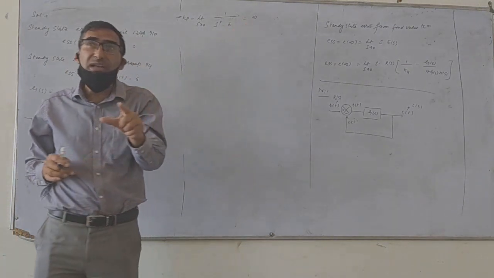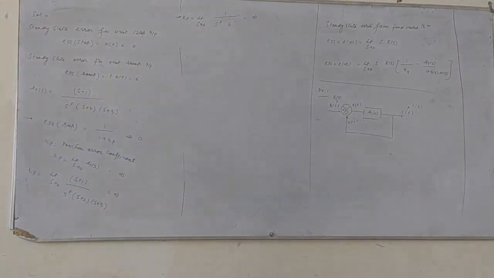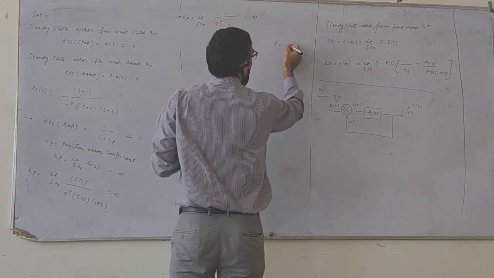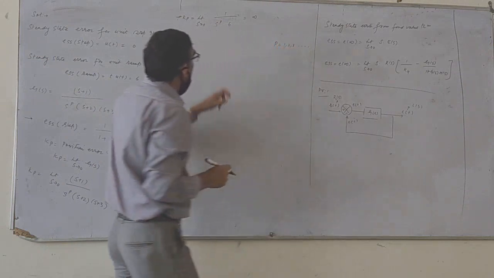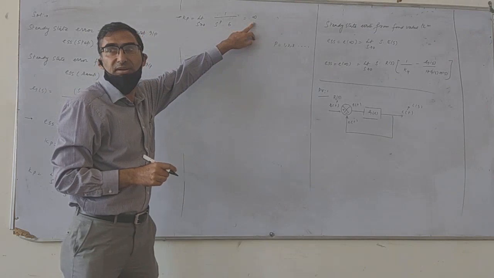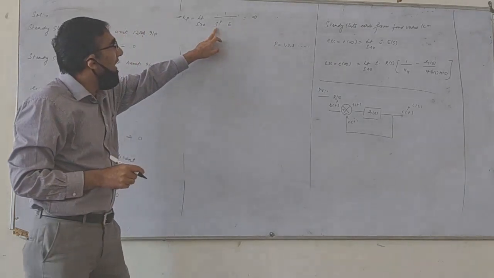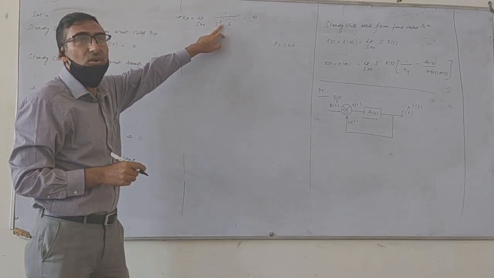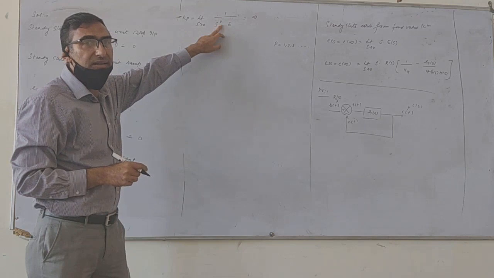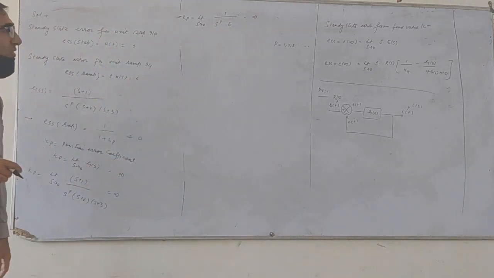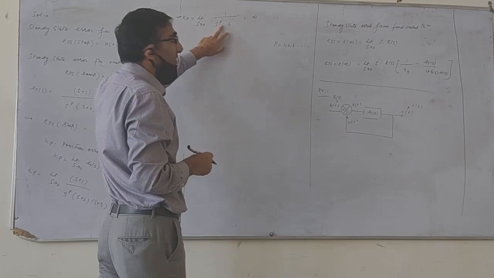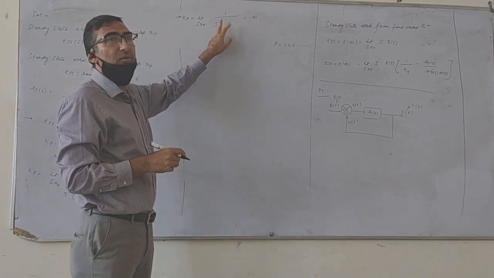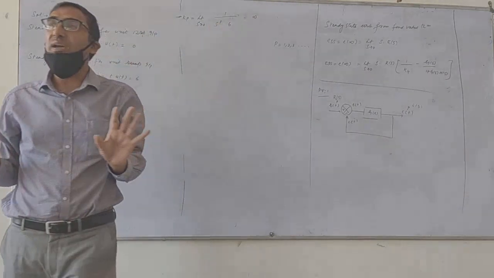This value can only exist if the value of s exists. That means if the value of p starts from 1, 2, 3 and so on and so forth, then only this term will become infinity. If the value of p becomes 0, then anything raised to power 0 is 1. So the value should exist here first. Is it clear or not? If the value of p becomes 0, then anything raised to power 0 is 1. So we are left with a type 0 system.